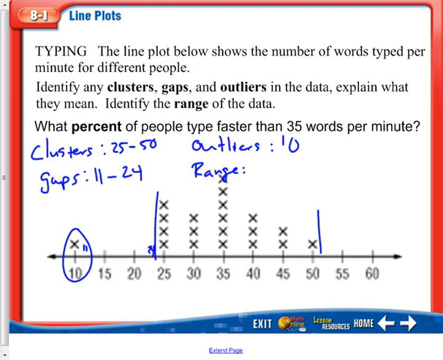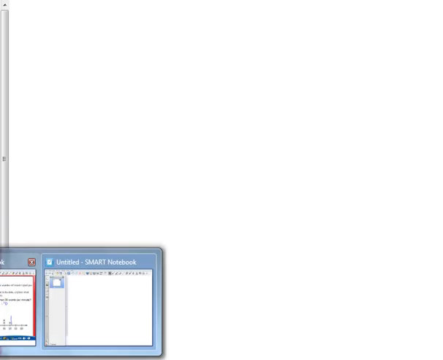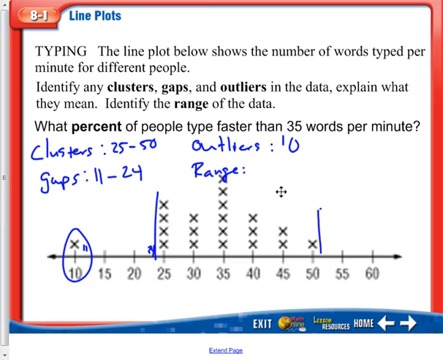The range is going to be from 50, oops, sorry about that. For a range, we're going to say 50 minus 10, which is 40. So there's a range from our fastest person of 50 to our slowest person of 10 words per minute. There's a range of 40 words per minute in our data.